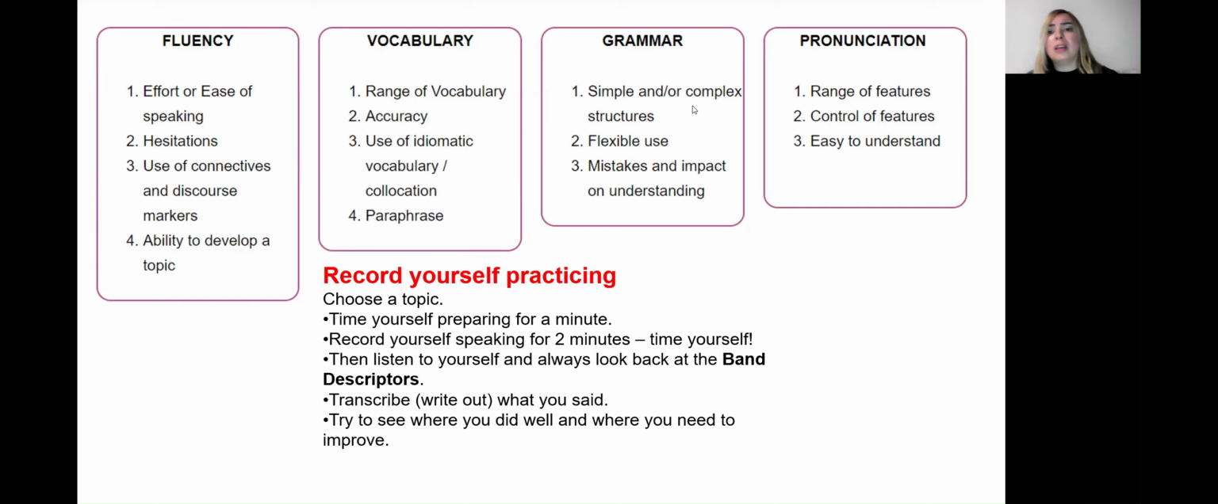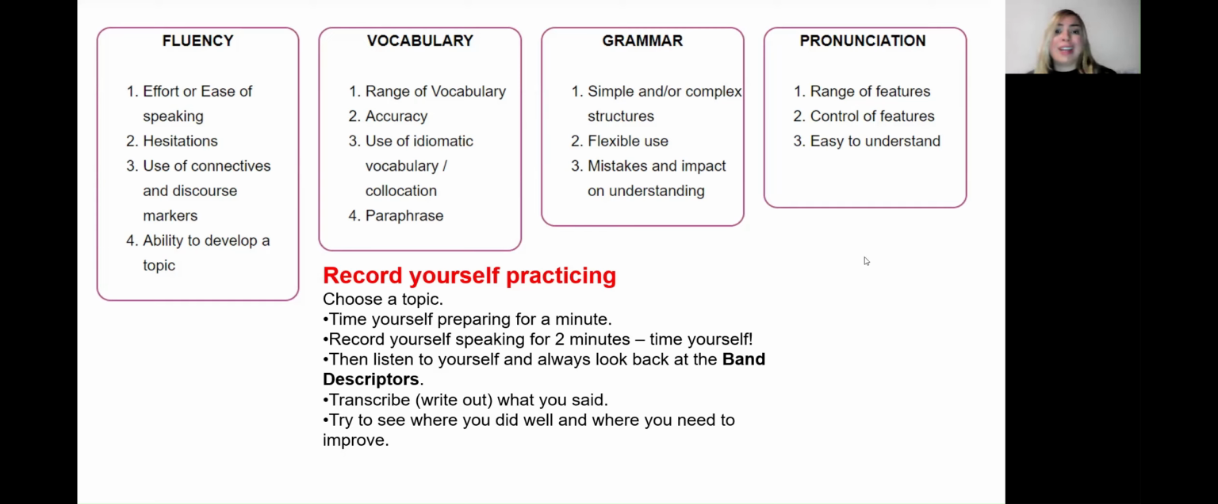Grammar-wise, simple and/or complex structures. So you need to have fluency and ability, skills in both. Flexible use, mistakes and impact on understanding. So you want to make sure that you're understood, and you're using the right grammar.